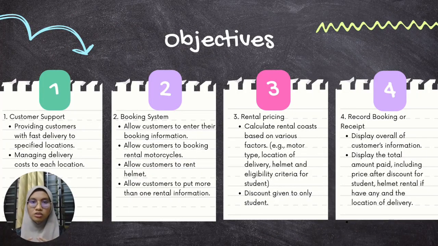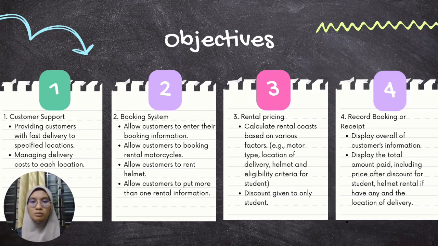Next, the objectives of our project. Firstly, customer support, where we provide customers with fast delivery to a specified location, covering Rompin, Tampin and Jemput, and we want to manage the delivery costs for each location. Secondly, we want an efficient booking system which allows customers to enter their booking information and rent a helmet if they want.